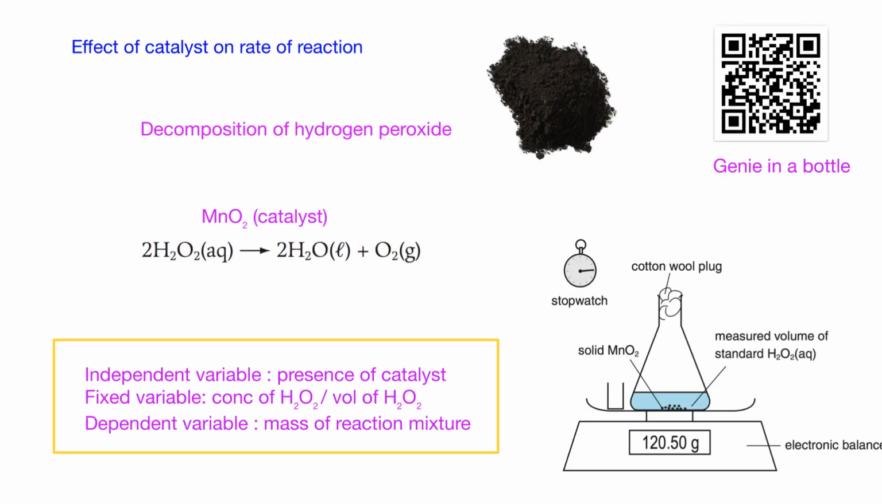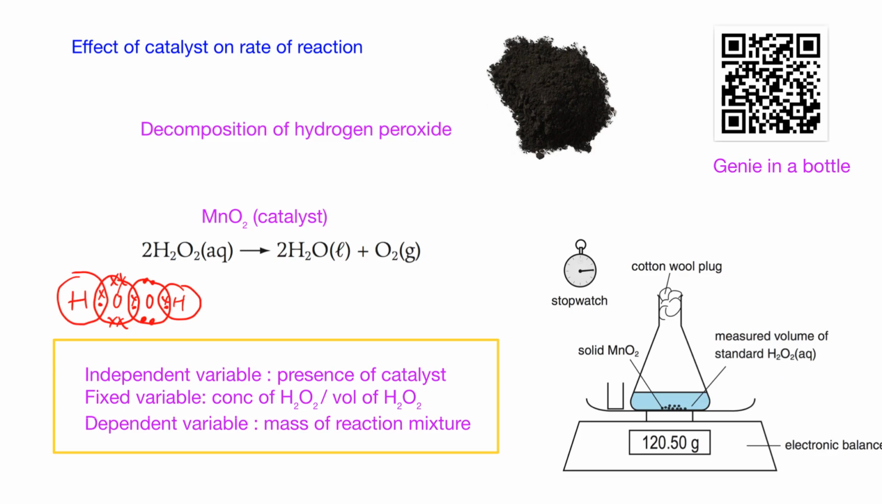So the effect of catalyst we're going to study through the reaction of the decomposition of hydrogen peroxide. This is the hydrogen peroxide, H2O2. Long ago we talked about the electronic diagram of H2O2. It is a covalent bond. It should be something like this: O in the middle, H on both sides. So this is the electronic diagram of H2O2.